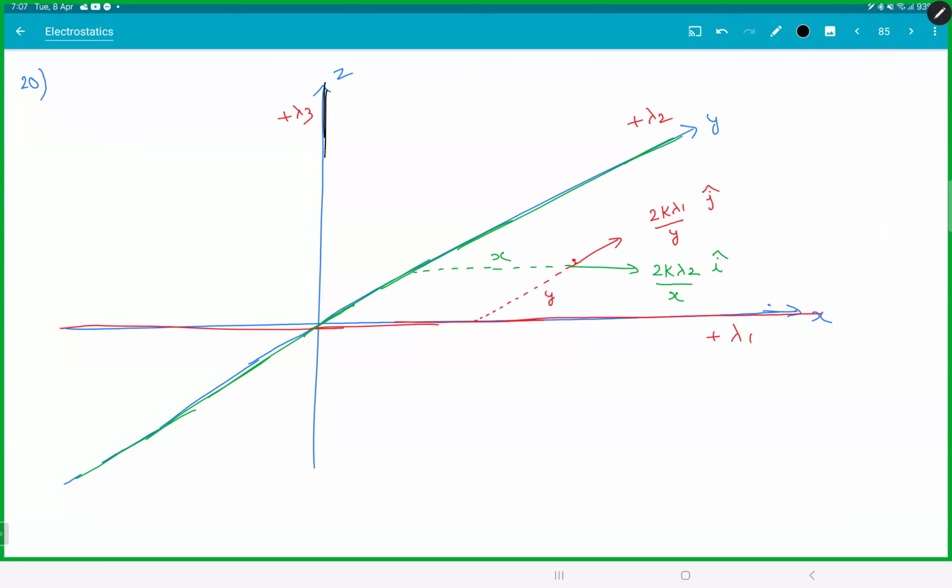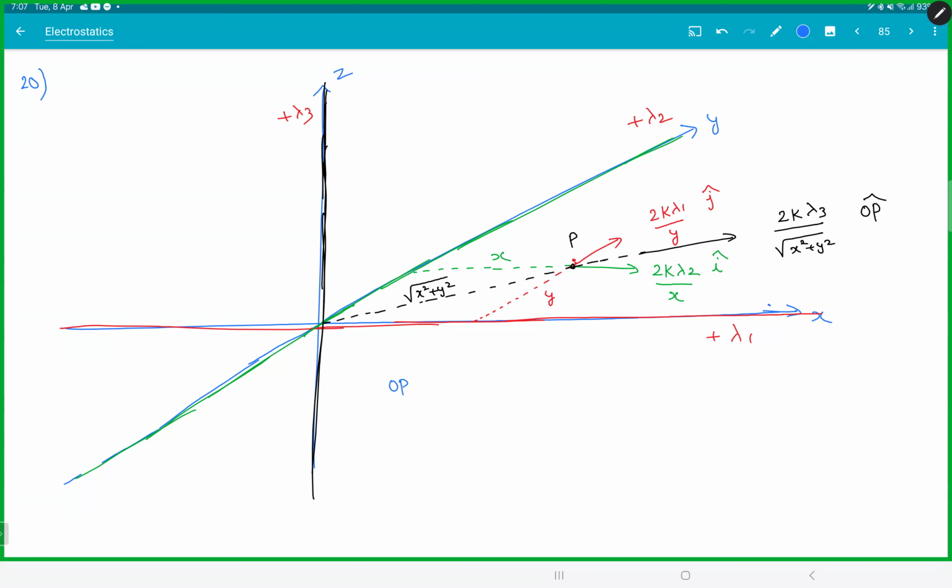For the z-axis, I'll use this black color. What is the perpendicular distance? This, na? Root over x square plus y square. And this field will be in this direction, which is 2kλ3 by root over x square plus y square, and the direction will be OP cap, the unit vector. What is OP cap? OP cap will be x i cap plus y j cap by its own magnitude, root over x square plus y square.